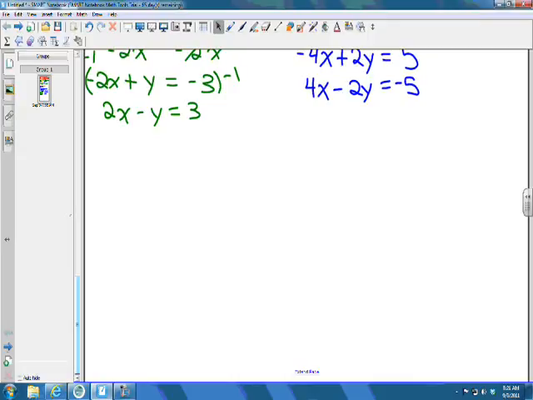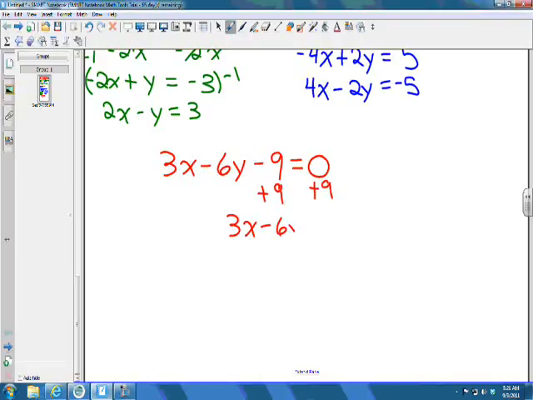3x minus 6y minus 9. So again, we want the x, the y, and the constant. So what's in the wrong spot? The constant. It's negative 9. So how do we move that over? Add the 9. So we have 3x minus 6y equals 9.